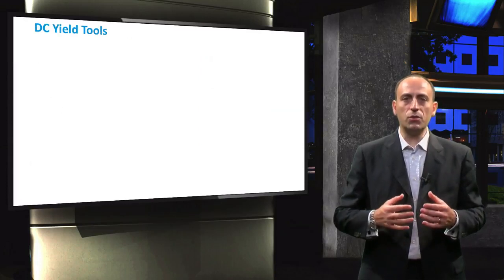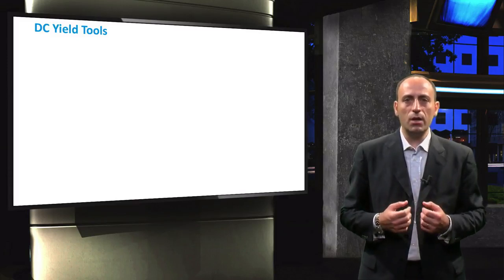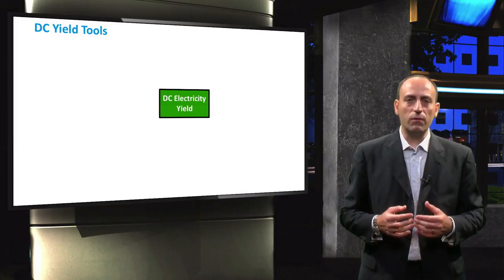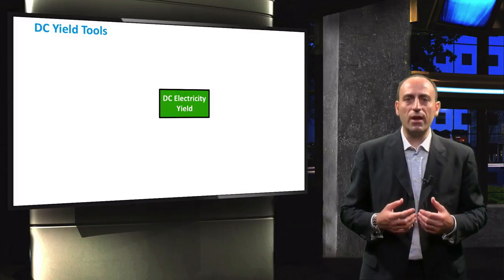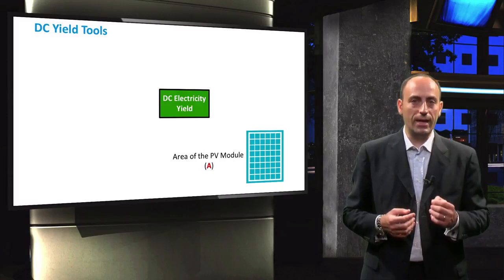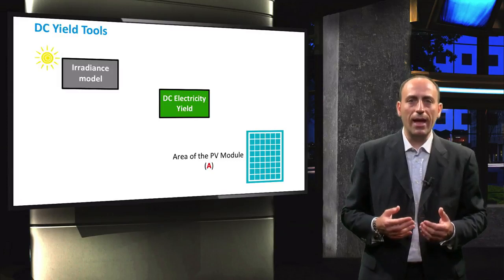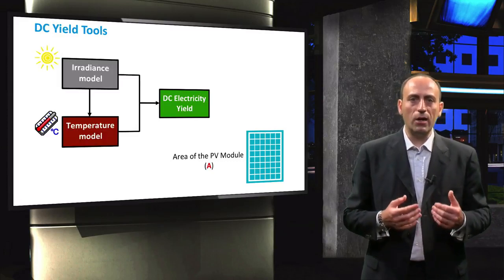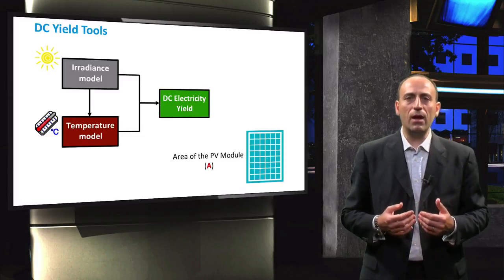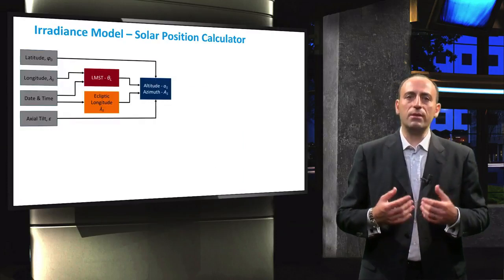We now have chosen a certain type of PV module. The next step is the detailed design approach, finding the DC energy yield of this module. At this stage of the design process, the calculations are carried out only for a single PV module, for which we will need the module area A. In order to find the DC yield, we have to apply an irradiance model and a temperature model. With the output from these two models, we can simulate the DC electricity yield and the other electrical parameters of the PV module. We'll first look at the irradiance model.